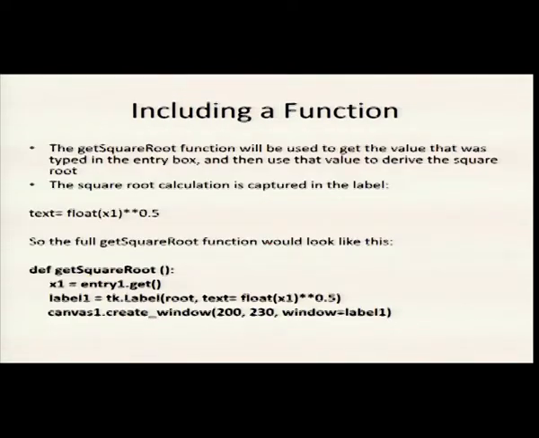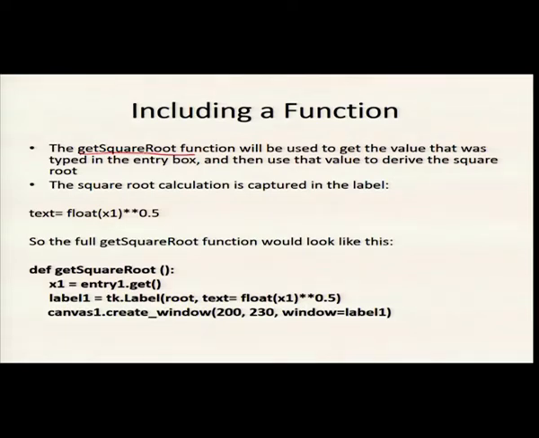Now, let us write a function for computing the square root of a number. My function name is get_square_root. The get_square_root function will be used to get the value that was typed in the entry box, whatever you type in, key in, and then use that value to derive the square root. The square root calculation will be captured as follows: text equal to float of x1 star star 0.5.